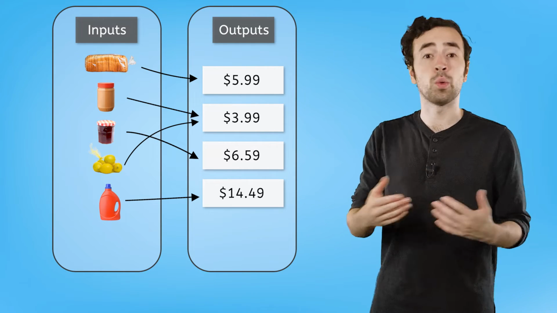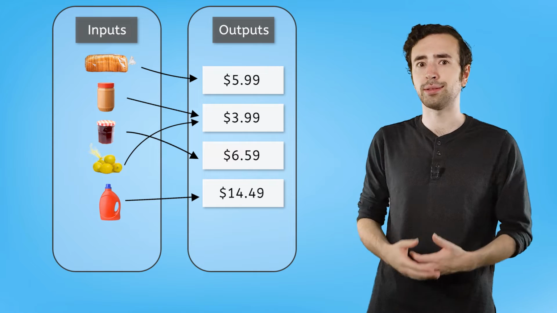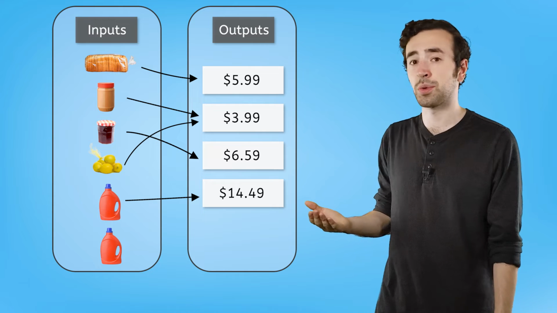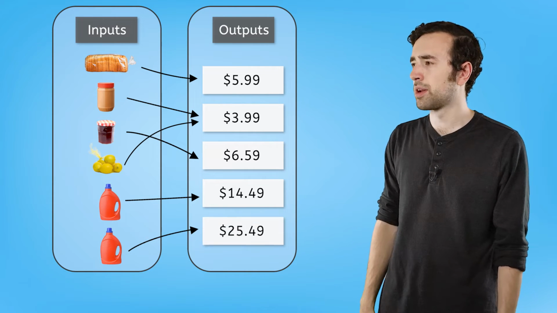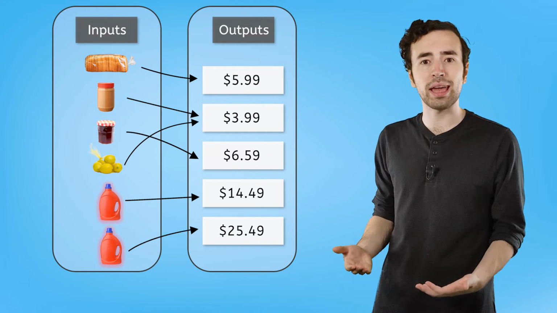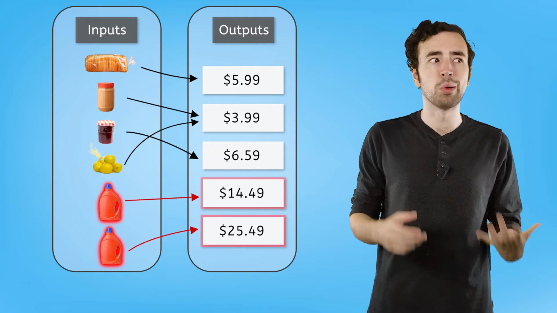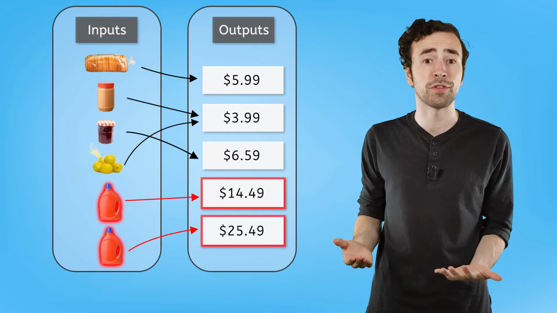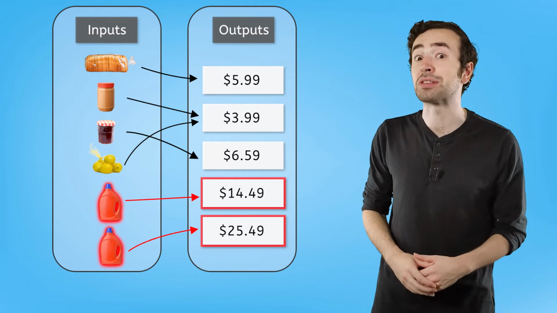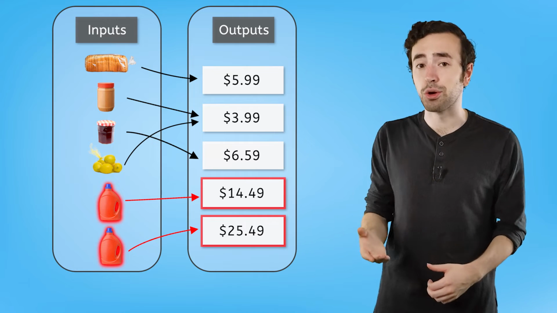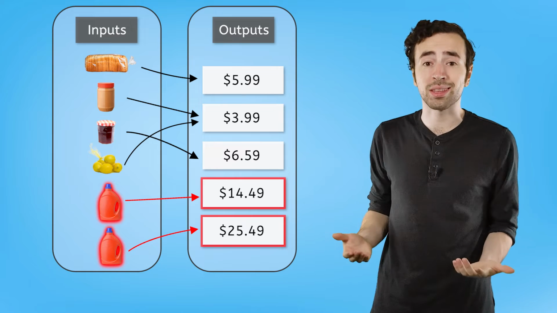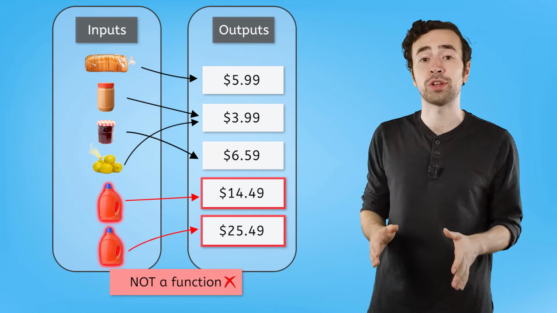But what if, while you're checking out your items, you decide to grab a second bottle of the exact same laundry detergent, and you scan it expecting $14.49 again, but instead it's $25.49? Well, that doesn't seem right. In the same way, a single input corresponding to multiple outputs doesn't fit the definition of a function. It's not just impractical at the grocery store, it's mathematically inconsistent. In math, like at the grocery store, we expect consistency. One input gives one output. If this isn't the case, it is not a function.